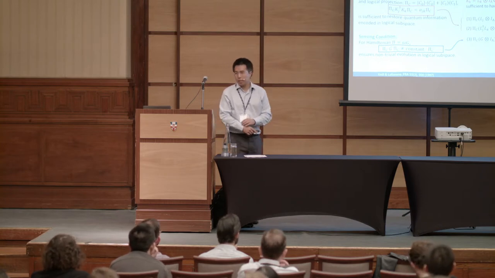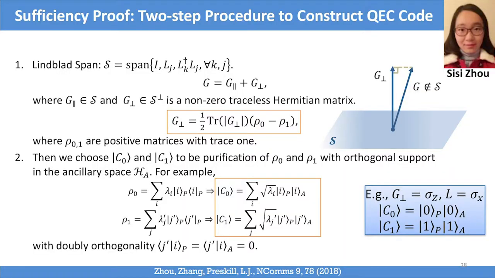Okay? So now let me give the construction of how to construct the error correcting code that allows you to do error correction as well as sensing. Suppose that my Hamiltonian generator is not in the Lindblad span. So I can write the Hamiltonian generator in terms of the part which is in the Lindblad span and the perpendicular part. And notice that since identity is in the Lindblad span, the perpendicular part should be orthogonal to the identity operator, which means the trace of this perpendicular part should be zero.